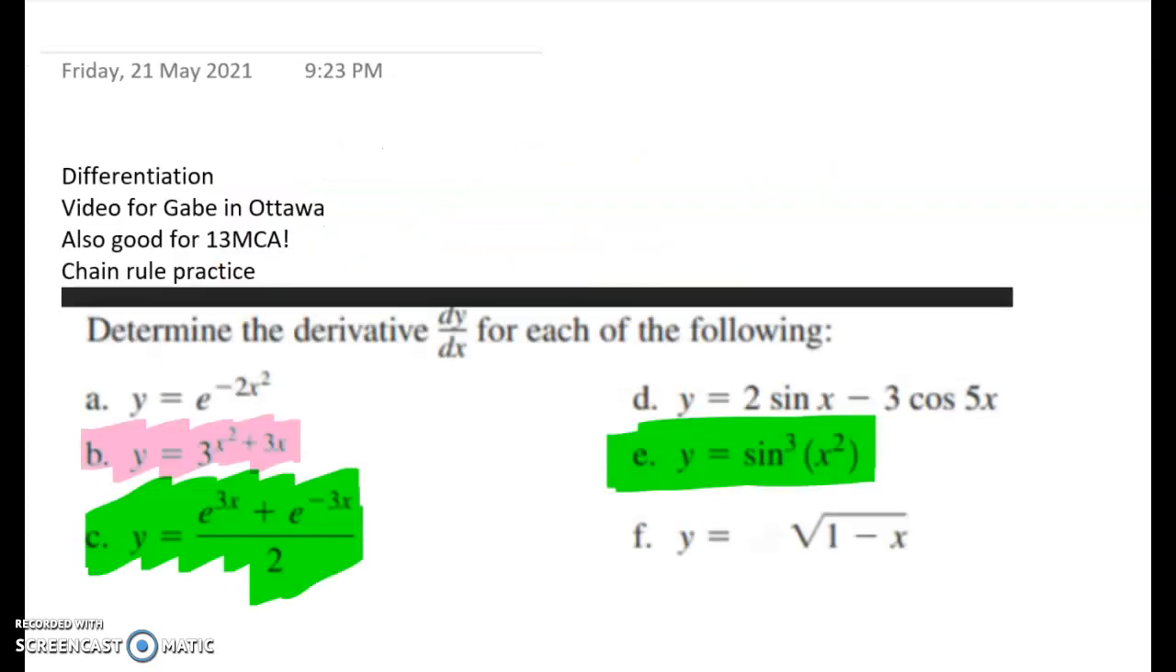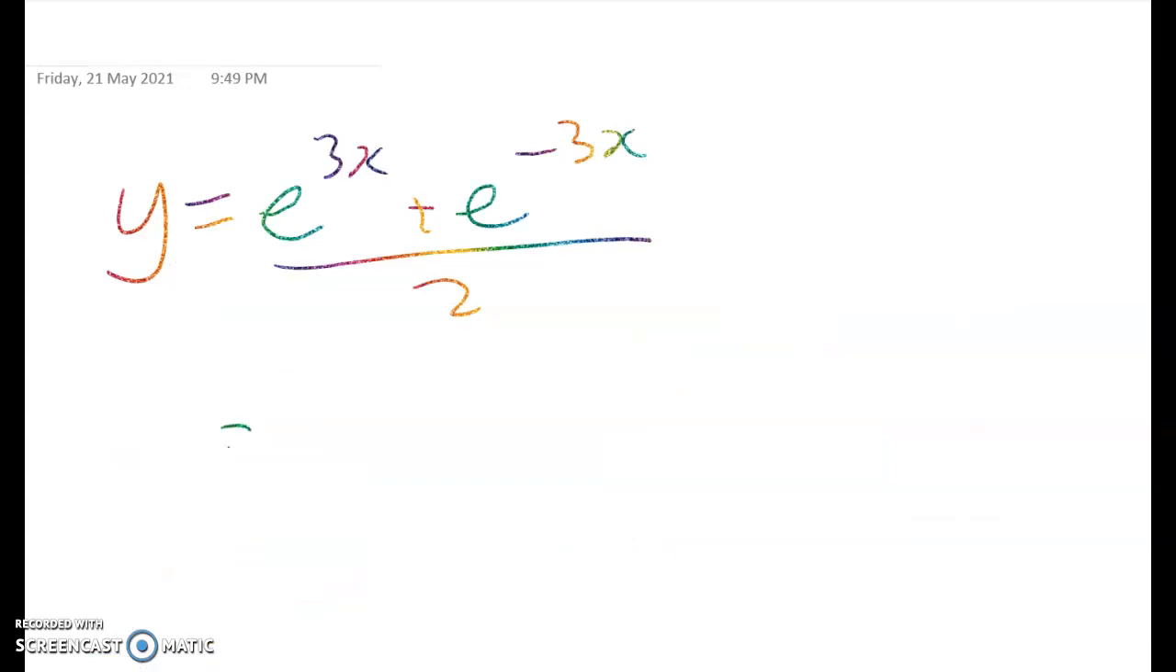So the first question for Gabe is this one here. I've got y is equal to, what have I got? e to the 3x plus e to the negative 3x, over 2. And the first thing we want to notice is that that looks way worse than it is, because all it is is 1/2 of e to the 3x plus 1/2 of e to the negative 3x.